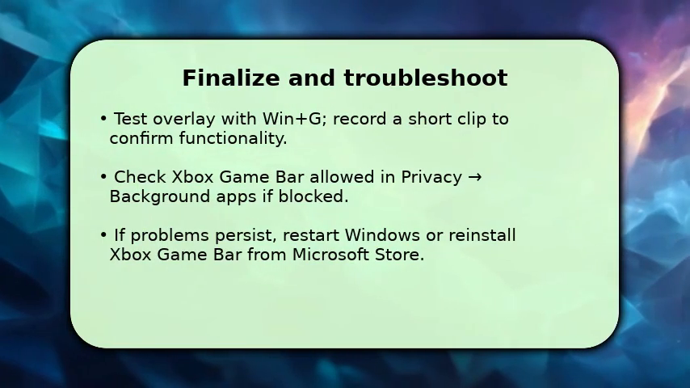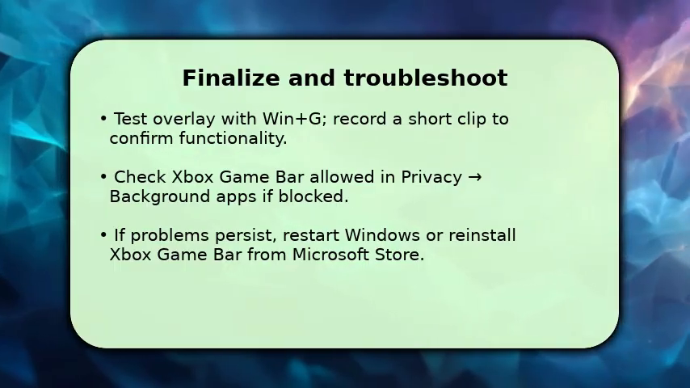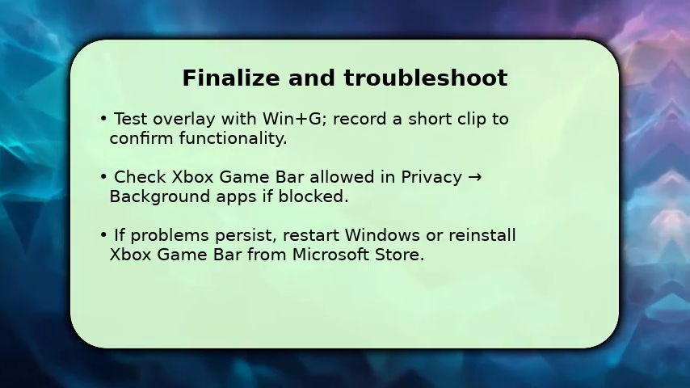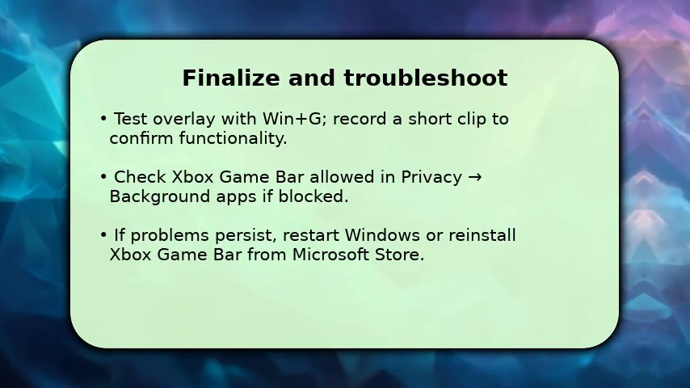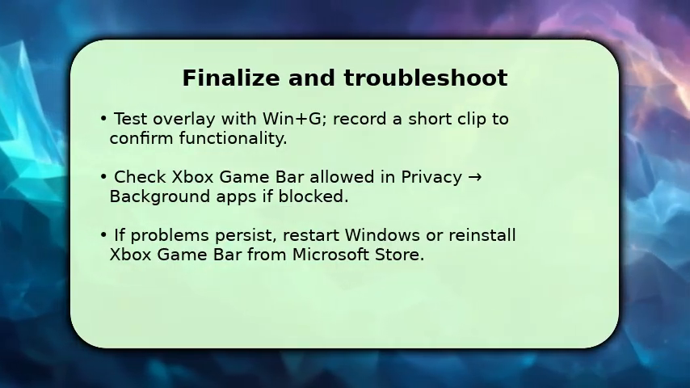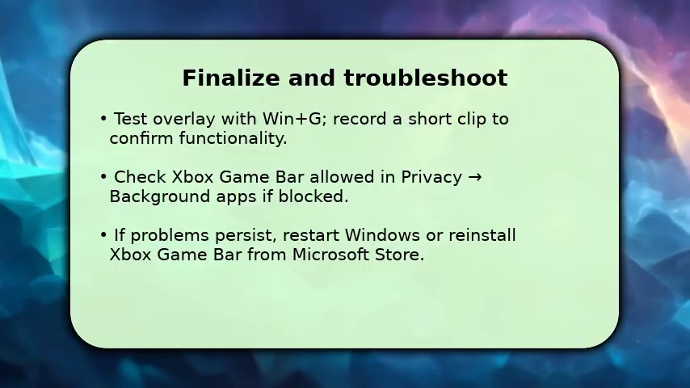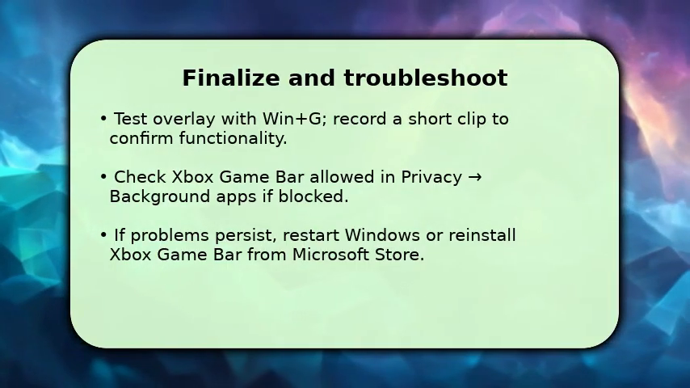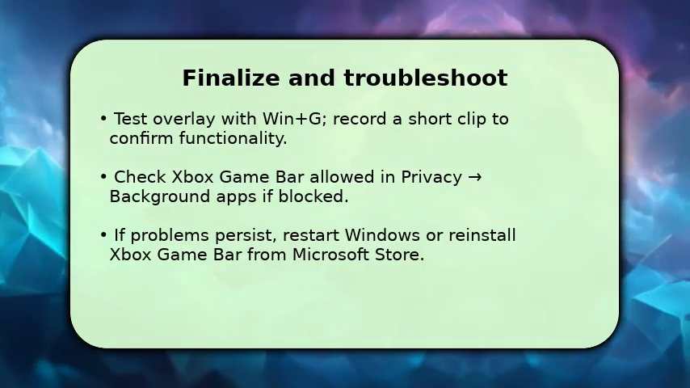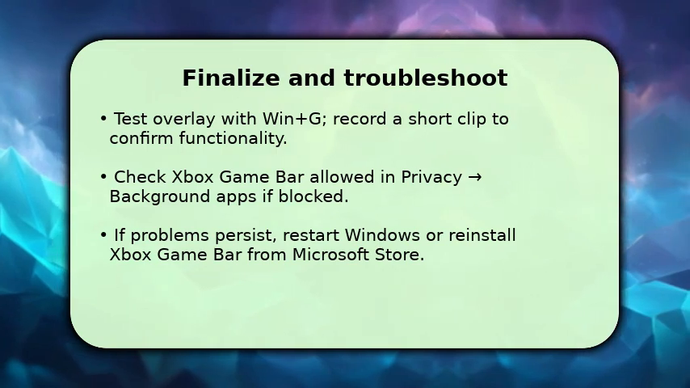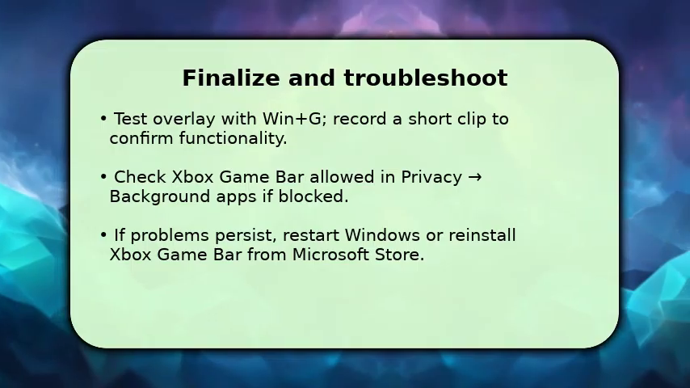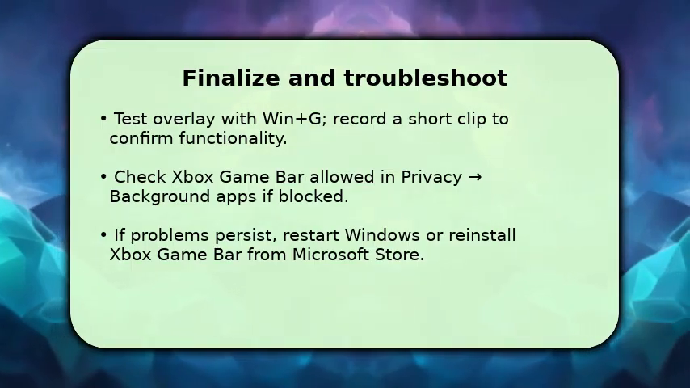Finish by testing the setup. Press Win plus G to bring up the overlay, then record a 10-15 second clip to validate video, audio, and mic capture. If the overlay doesn't open, make sure Xbox Game Bar is allowed to run in the background via Privacy, Background apps. Some power profiles block it. When things still fail, restart Windows, then reinstall Xbox Game Bar from the Microsoft Store. If reinstalling, sign back into your Microsoft account and reapply the capture and shortcut preferences.